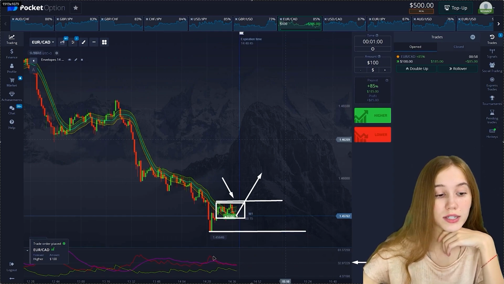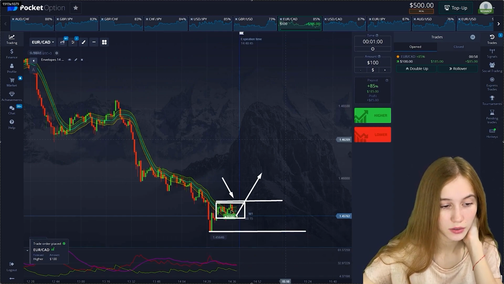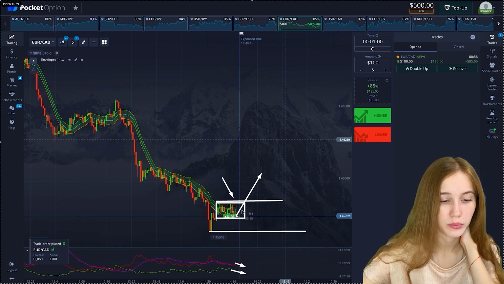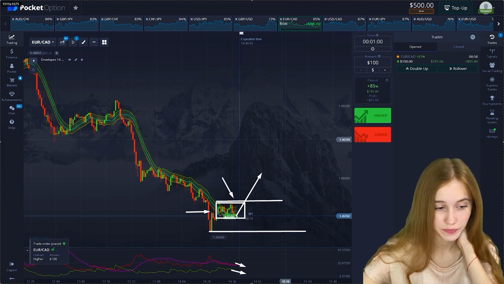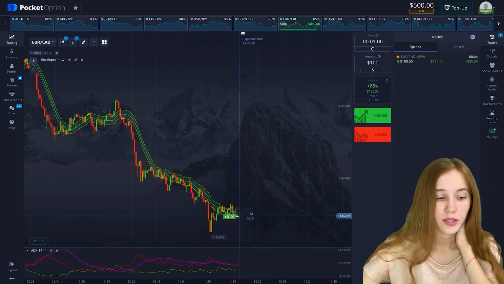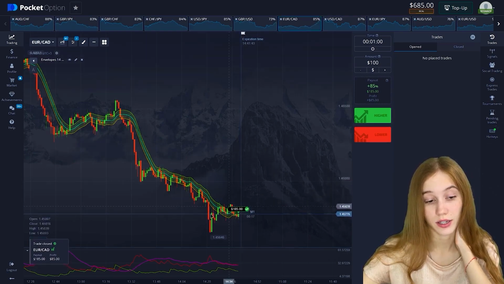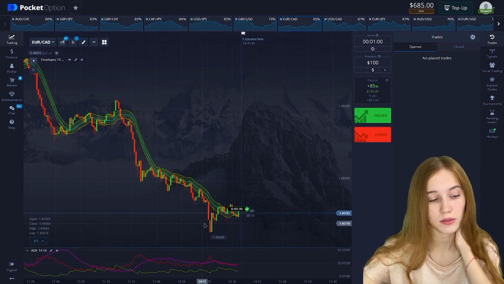Opens for an increase. Look what's here. No jumps, we see. Low boundaries of our indicator, we see. 1 second, profit is $85. Our balance is $685. Good, let's move on.